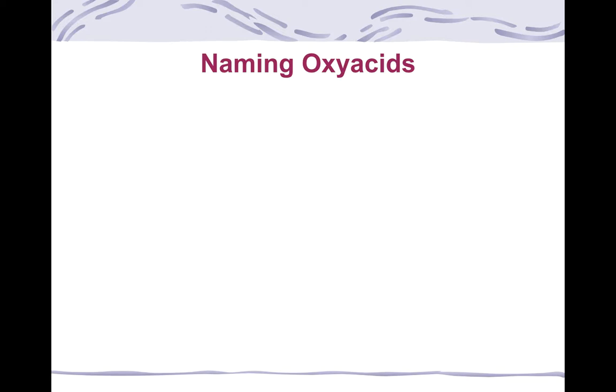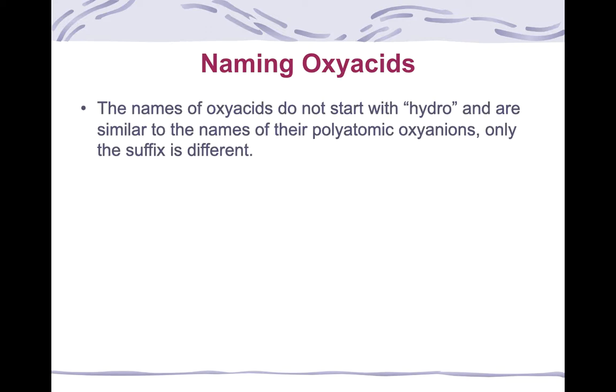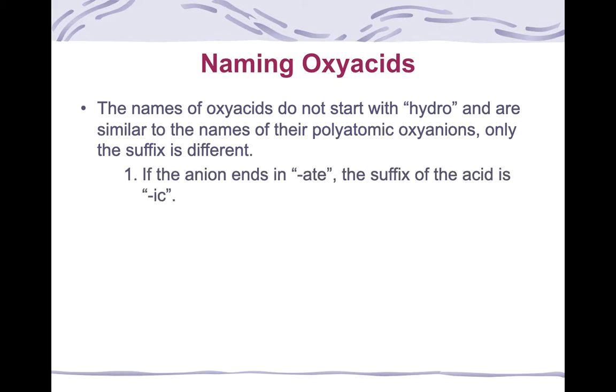Now how about those oxyacids? When you have an oxyacid, it does not start with hydro. That's how you can tell the two apart when you're going in the other direction. If it starts with hydro, that means it's a binary acid. The oxyacids don't start with hydro. And the names of the acids are similar to the names of the polyatomic oxyanions, only we're going to change the suffix. If the anion ends in ate, phosphate, sulfate, nitrate, then when you change it to the name of an acid, you change the ate to ic.